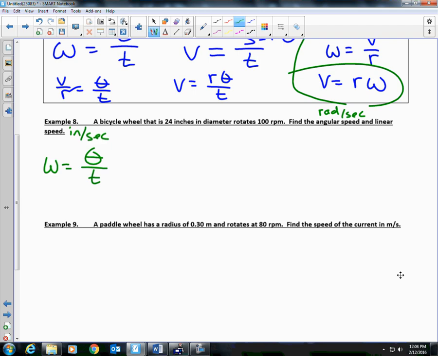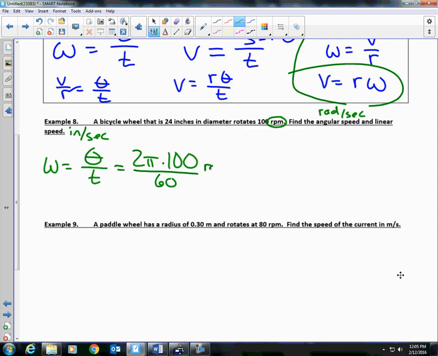In radians, what is one rotation? 2 pi. How many rotations is this bicycle wheel making? 100 rotations. So theta is 2 pi, that's one rotation, times 100, divided by how much time passes for those rotations to occur? 60 seconds or 1 minute, because it says rotations per minute. So 60 seconds.